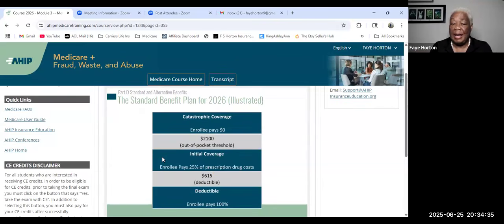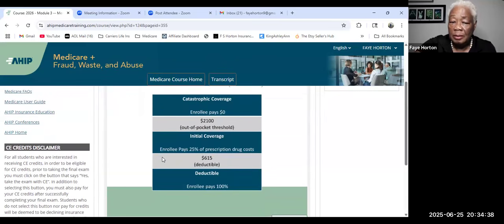Starting from the bottom and going up. First, they would have the deductible, $615. Then they're in the initial coverage phase, where the enrollee will pay no more than 25% of the cost of the drugs until the true out-of-pocket cost comes to $2,100. Then they're in the catastrophic coverage phase, where the enrollee pays $0.